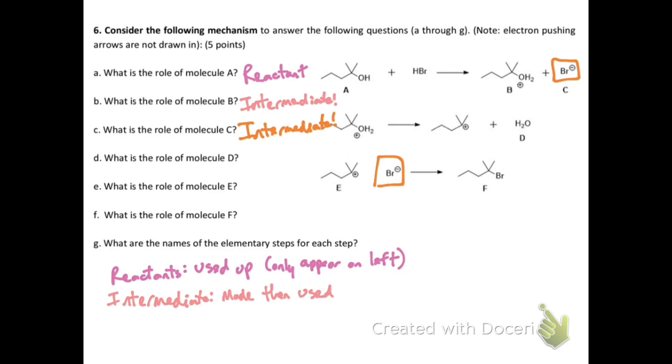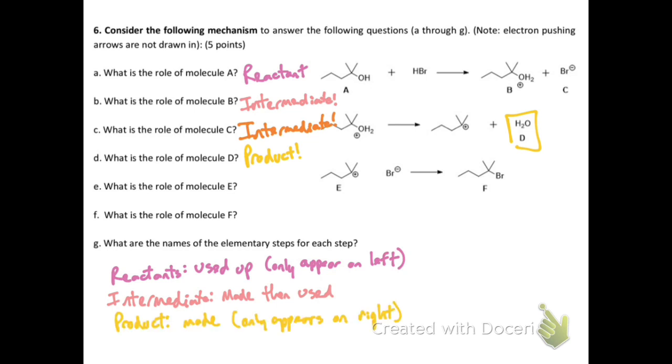Okay, up next, molecule D. So D appears right here, and that's the only place where it appears here. D is a product. It is only made throughout the course of the reaction. So our products only appear on the right-hand side of a reaction. They are made throughout the course of it. But what of E? Molecule E, well, it was made in a previous step and then used up. That makes it an intermediate. And then finally, we have molecule F. It only appears on the right-hand side, that makes it a product.